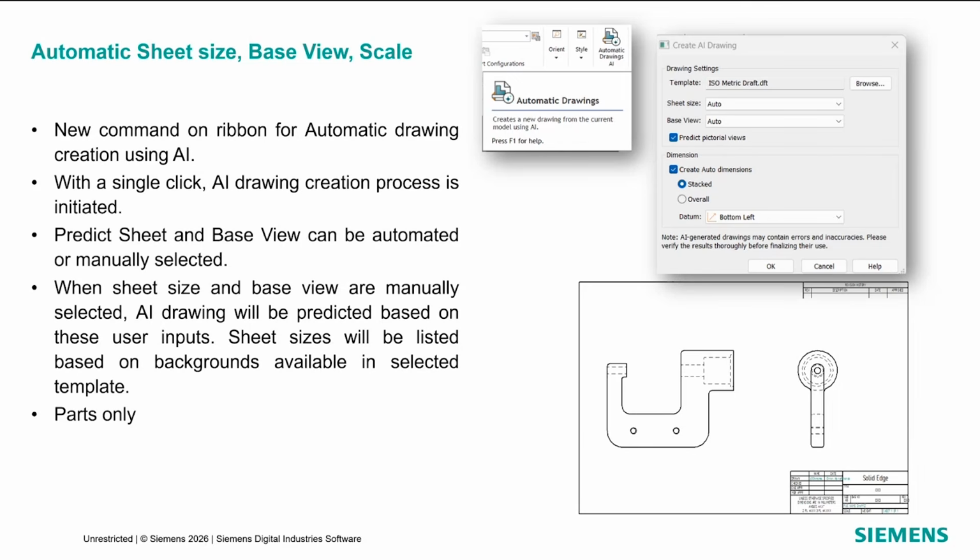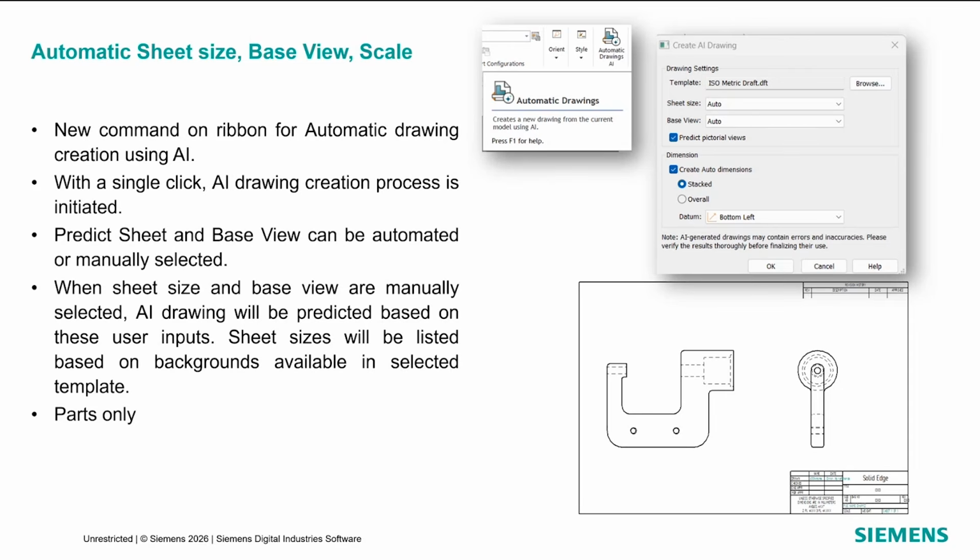With a single click, you can initiate this process. And of course, AI will predict the sheet size and base views for you. Of course, you can have these manually selected as well if needed. But again, in my opinion, the whole point of AI drawing is to automate these processes for yourself. So I usually always leave these on auto. Once these are selected, AI will predict the different views and the different sheet size based on the need and based on the model.